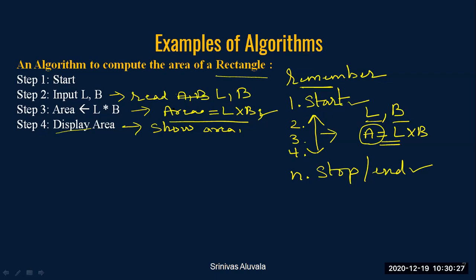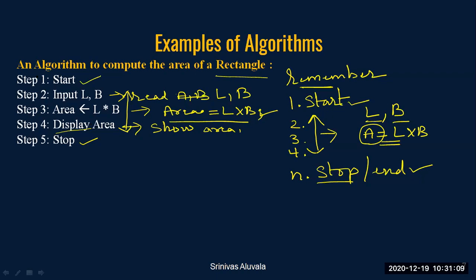Then after displaying, my solution is now to get the area of a rectangle. I got the area from step number 2 to step number 4. Reading L, B, computing the area and displaying the area. My solution is out, but if I stop here, it is not a perfect algorithm. Every algorithm needs to start with the command start, and as I told you, it needs to end with the step stop or end. So the next step of my algorithm to find the area of a rectangle is stop.